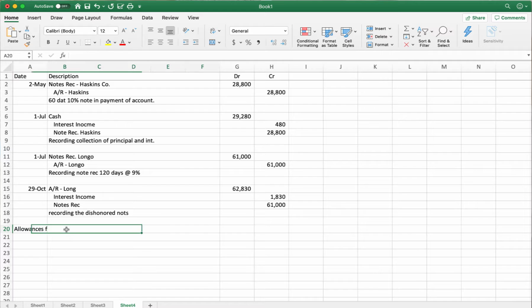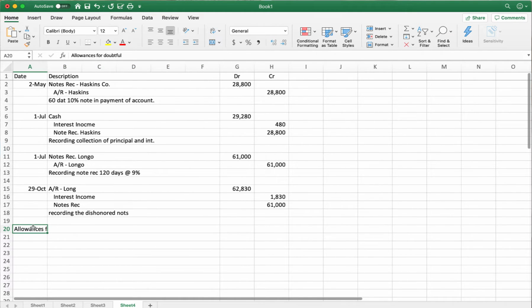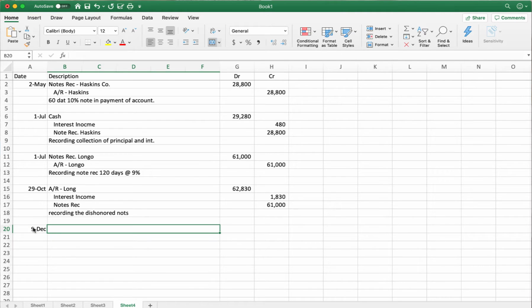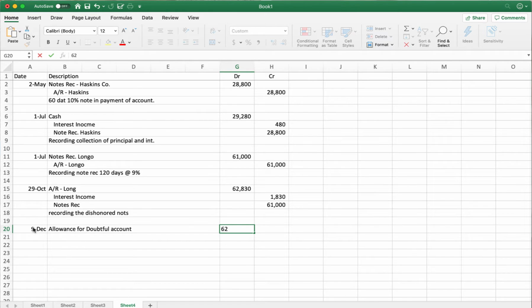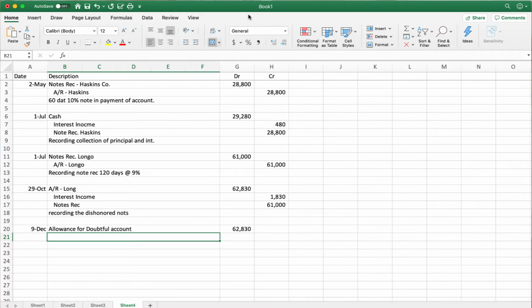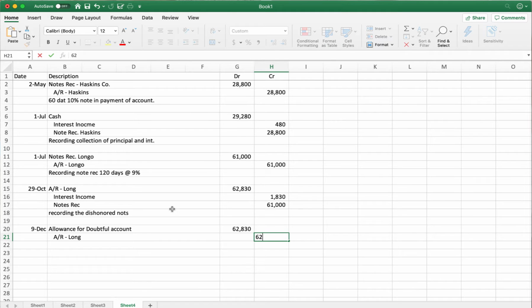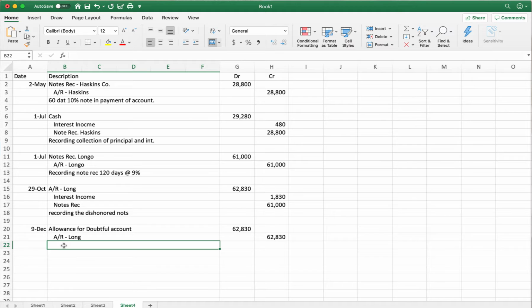Bear with me here, sorry. That was 12.9. Put it in the wrong spot. 12.9. Allowance for doubtful accounts for $62,830. Why? Because that's what it was on the books for. I'm going to credit accounts receivable Longo for the same $62,830. Okay. So what are we doing here? Well, we're saying we wrote off Longo account.